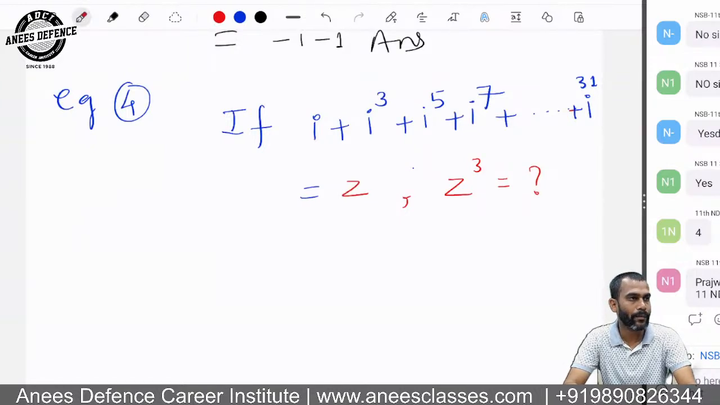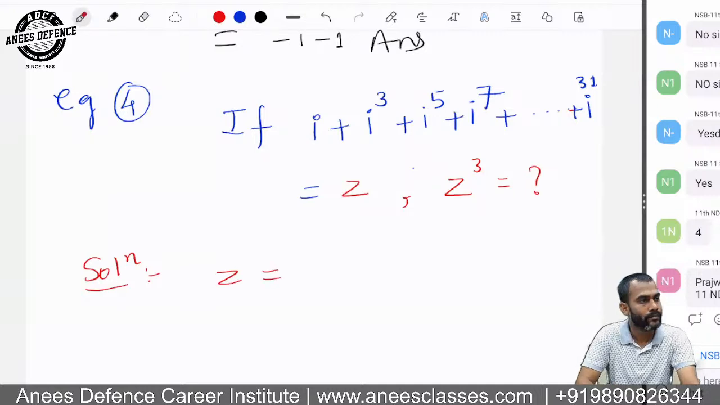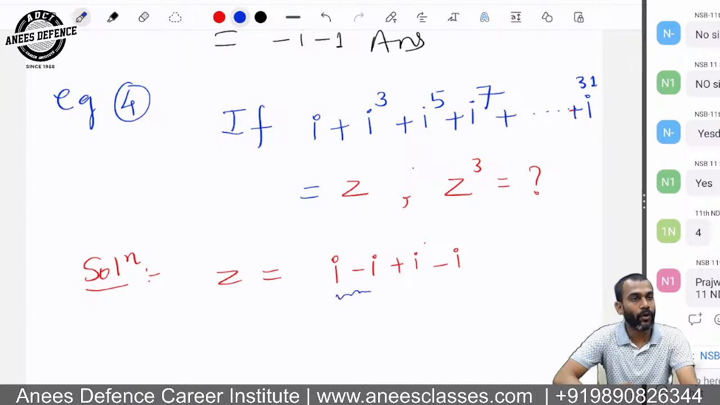Very easy again. We have to observe. Yes or no? What is iota? Solution. See here. z is equal to iota plus... What is iota cube? Minus iota. Iota raised to 5 is nothing but iota only. Iota raised to 7 is nothing but again minus iota. So if you see, the sum of the first two consecutive terms is 0.